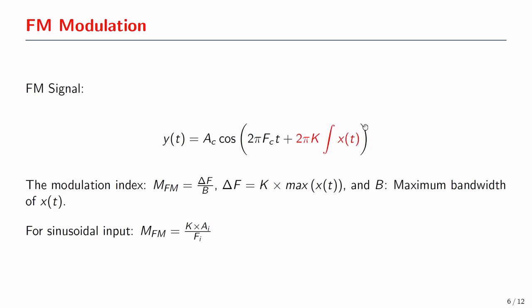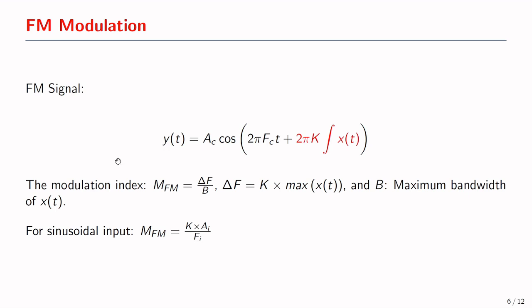This is the equation of FM modulated signal. We will not go into the math, but we will highlight some important parameters. So for example, we have the amplitude of the carrier, we have the carrier frequency, and here we have the input signal, and it's modulated in the carrier frequency.